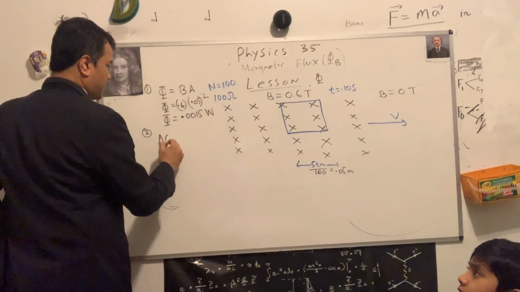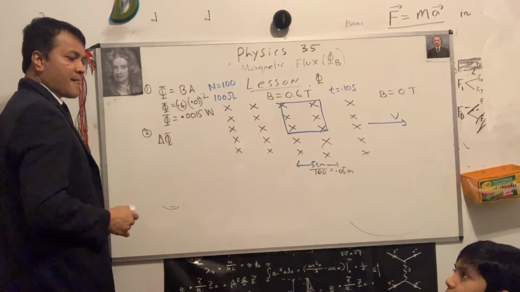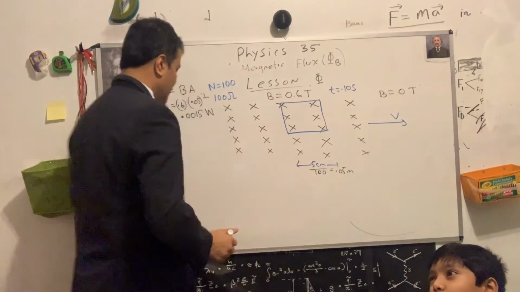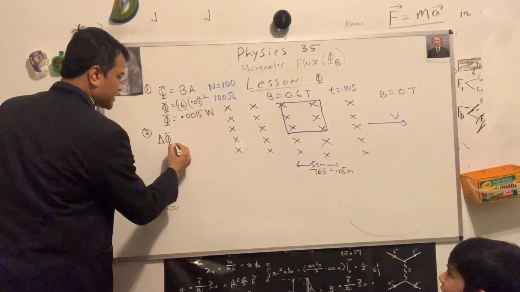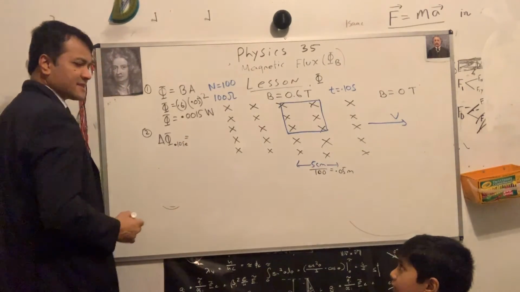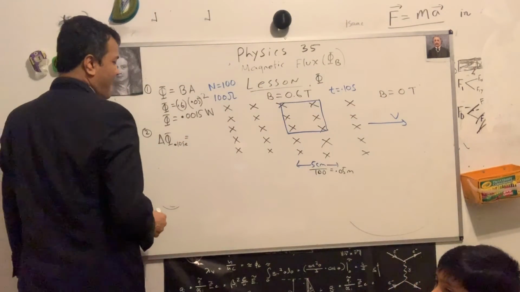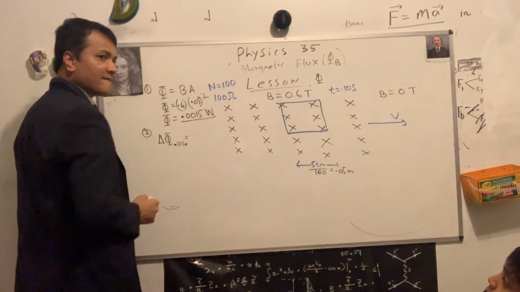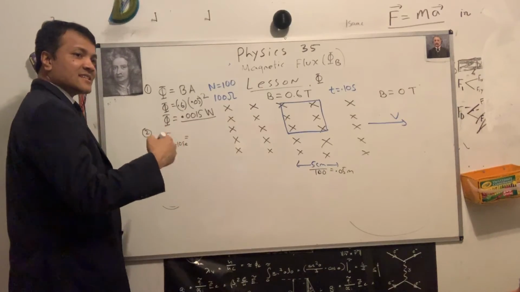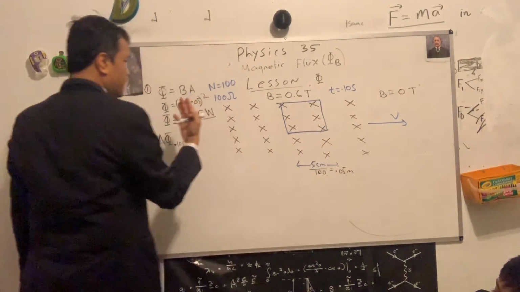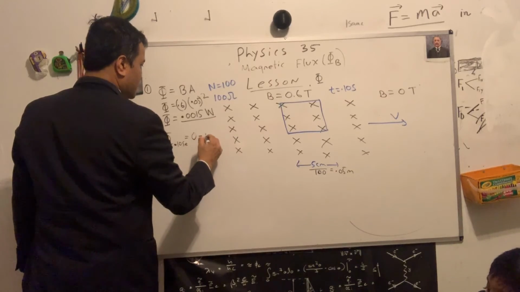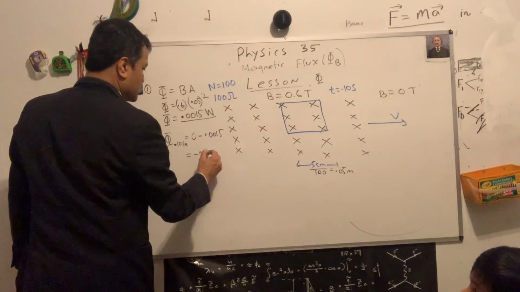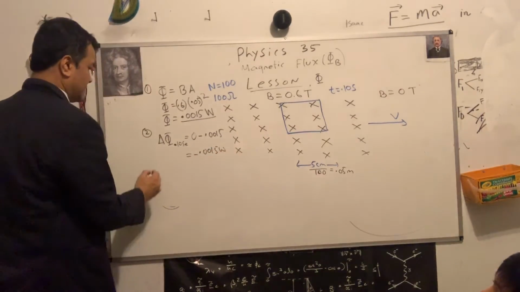Now the change of magnetic flux. Do you think it takes time for magnetic flux to change? Of course, in 0.10 seconds. The change in flux is negative, because it's final minus initial. The final would be 0 and the initial would be 0.0015. So 0 minus 0.0015 is negative 0.0015 Weber.